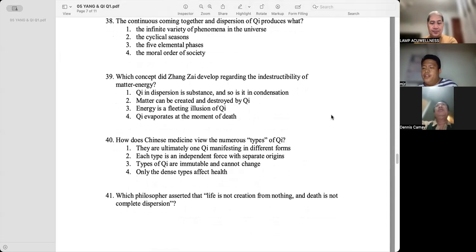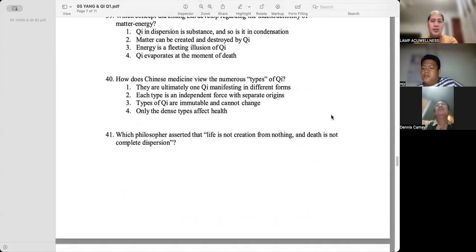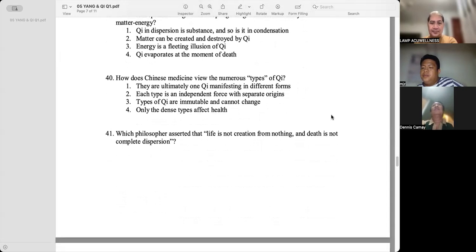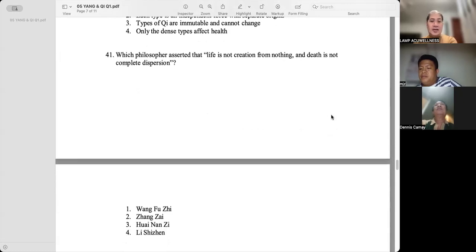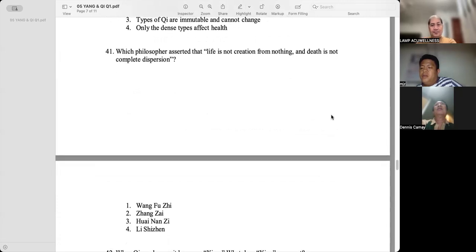Chi in dispersion is substance, and so on is condensation. How does Chinese medicine view the numerous types of qi? They are ultimately one chi, manifesting in different forms. Which philosopher asserted that life is not creation from nothing and death is not complete dispersion?